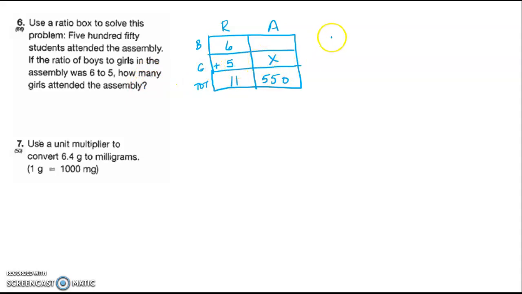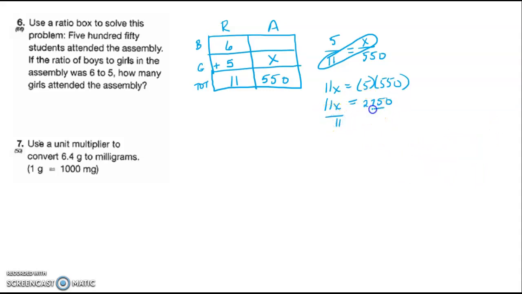So we have our ratio box, we're going to do our proportion, and then we're going to cross multiply. 5 times 550, 11x equals 5 times 550. This is 2750 divided by 11. X is equal to 250. Okay.